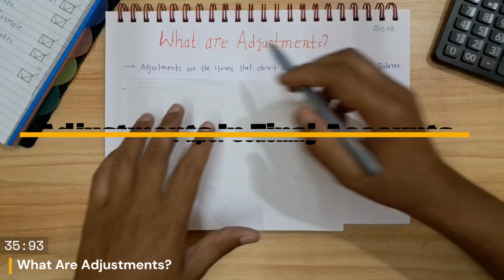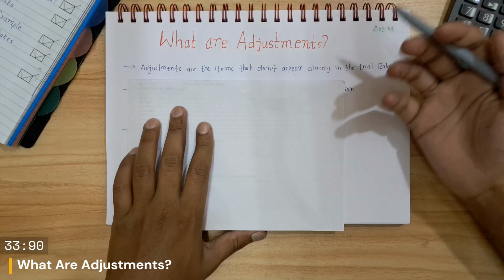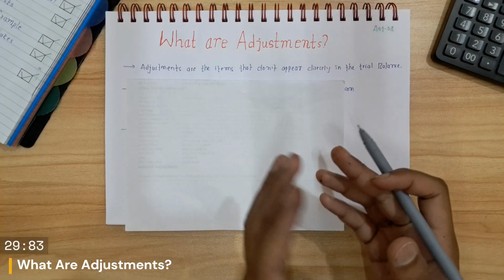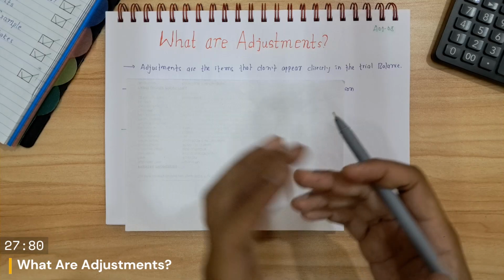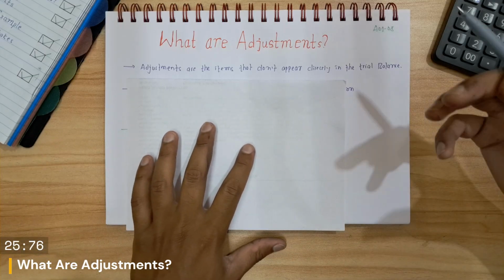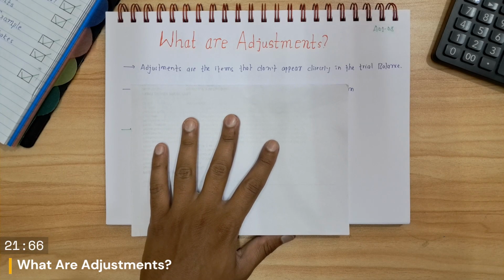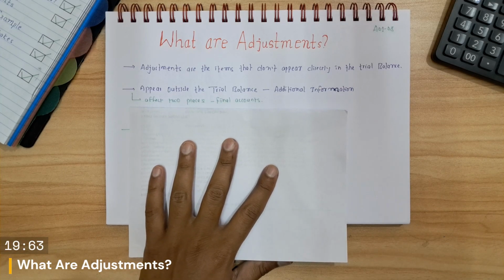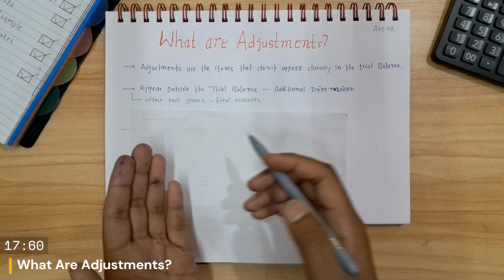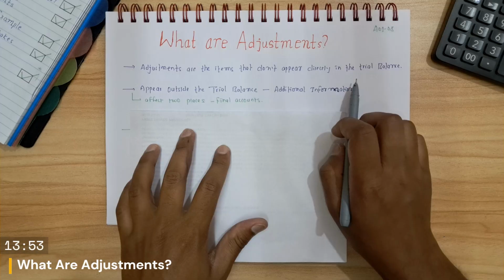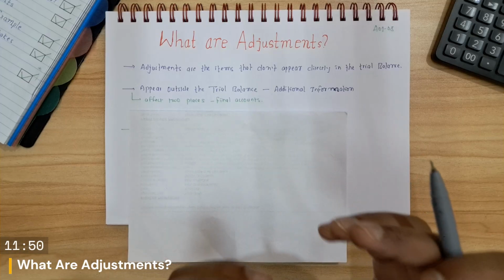Let's start with the topic. What are adjustments? Adjustments are the items that don't appear directly in the trial balance, but need to be accounted for before preparing final accounts. They usually appear outside the trial balance, often in additional information, and affect two places in the final accounts.